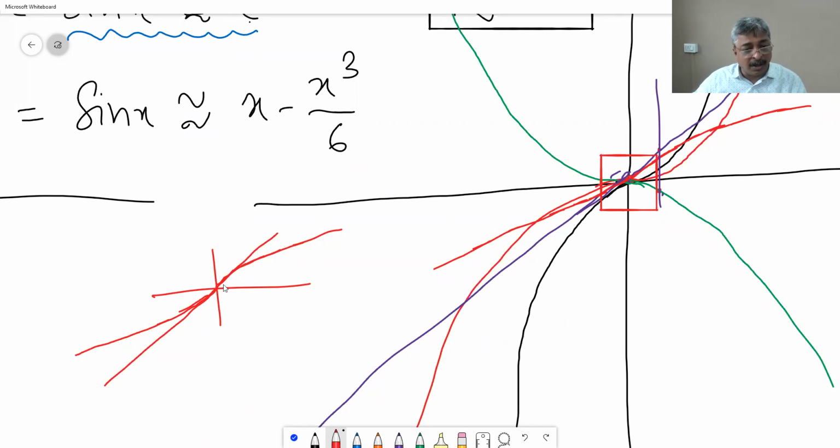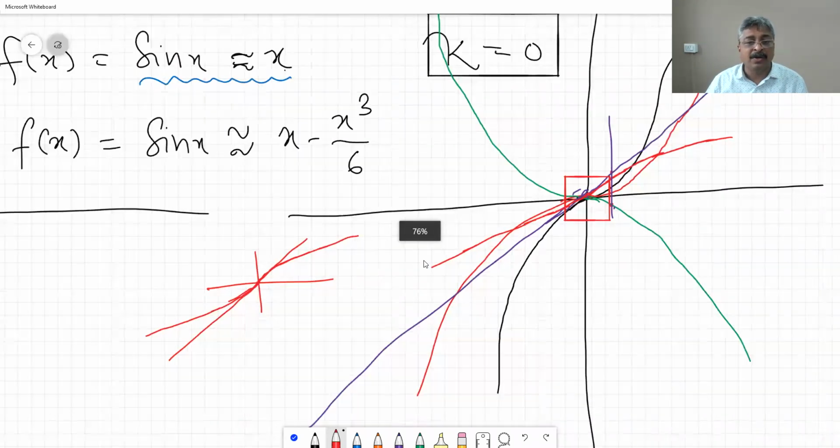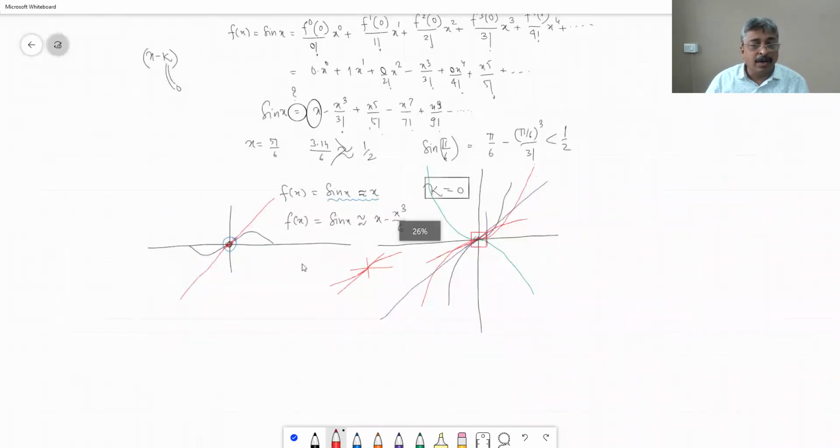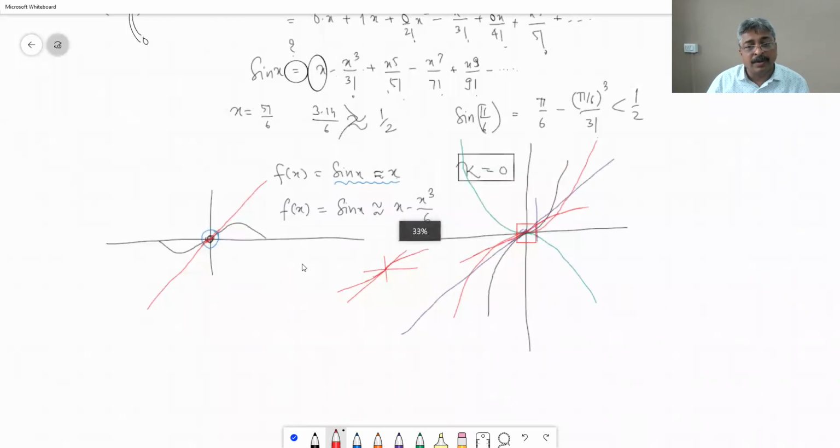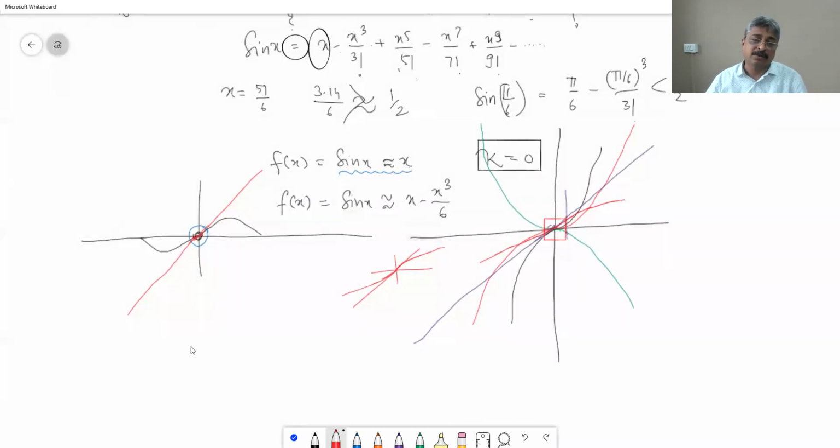When I take the second term, if I take the third term, it will be still better near 0. If I take the fourth term, the third term, I mean, see, you cannot explain it. So now as you grow with the number of terms, you will do it better and better near 0. That is the idea.